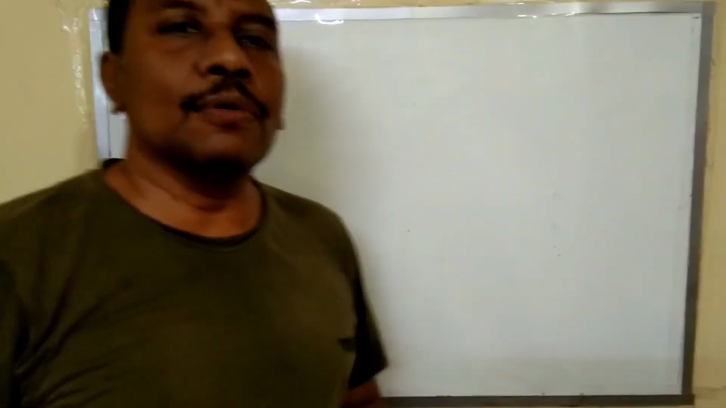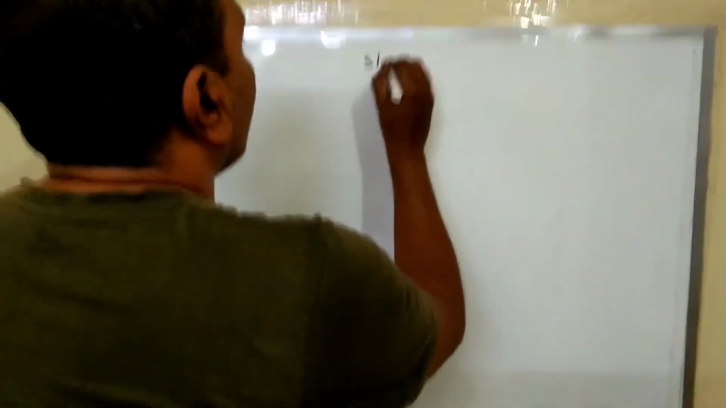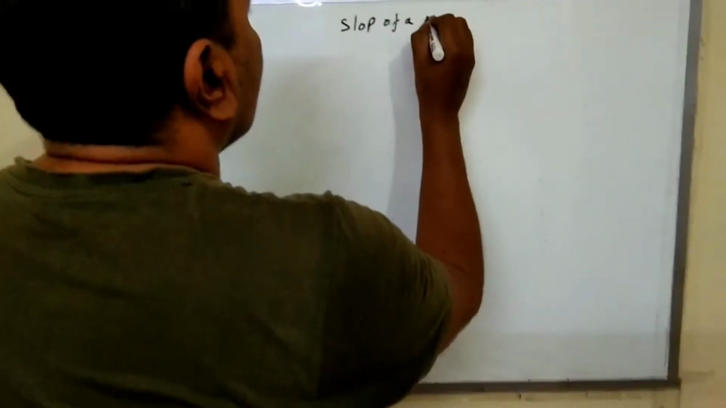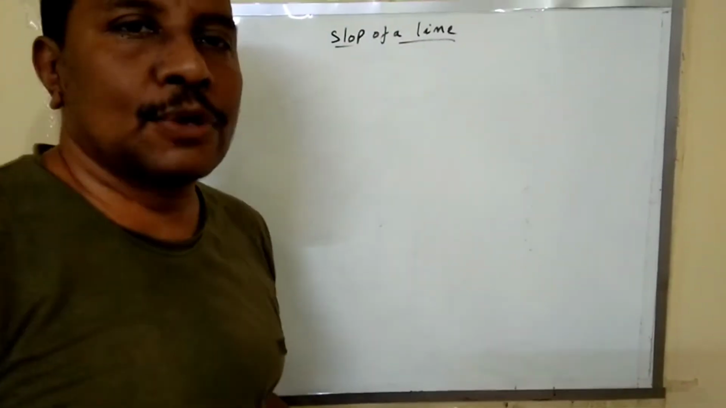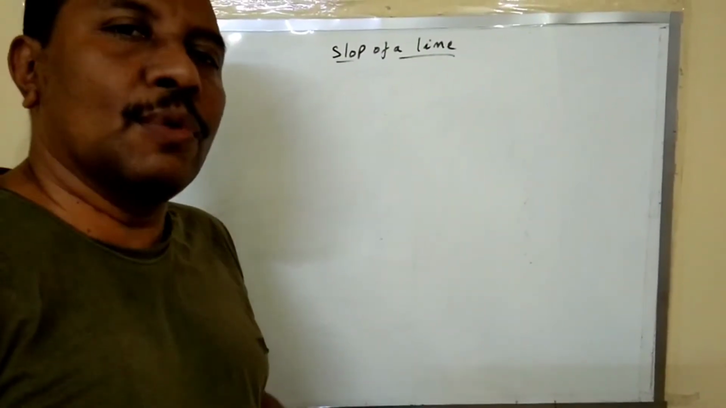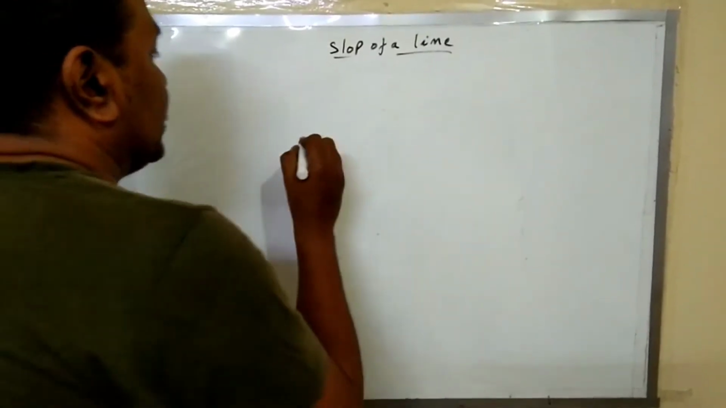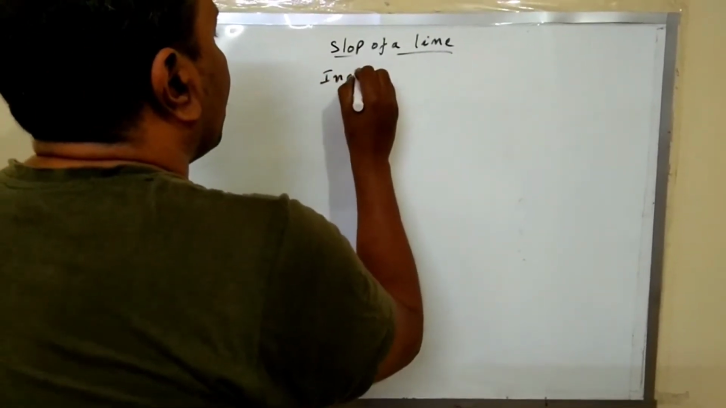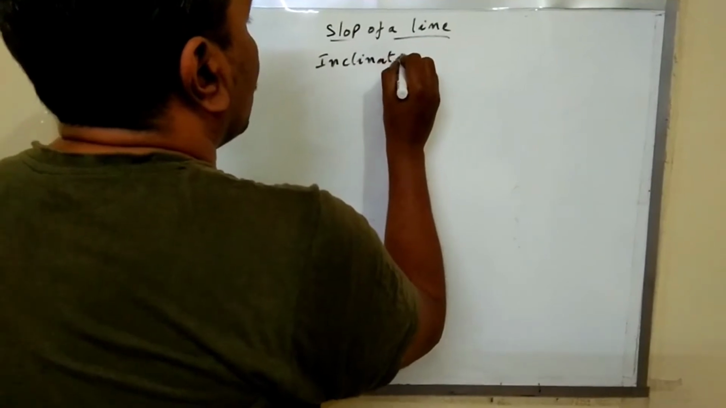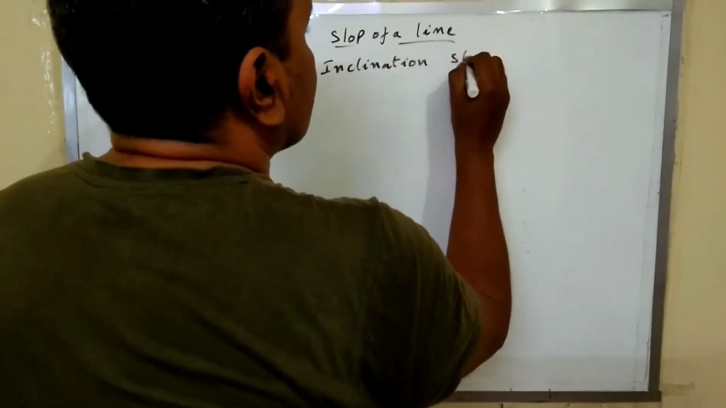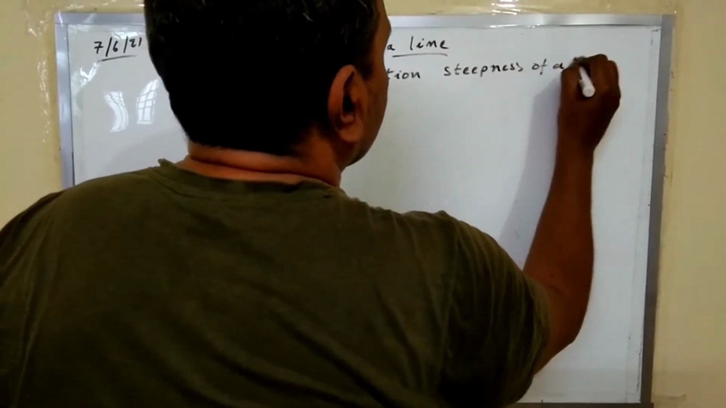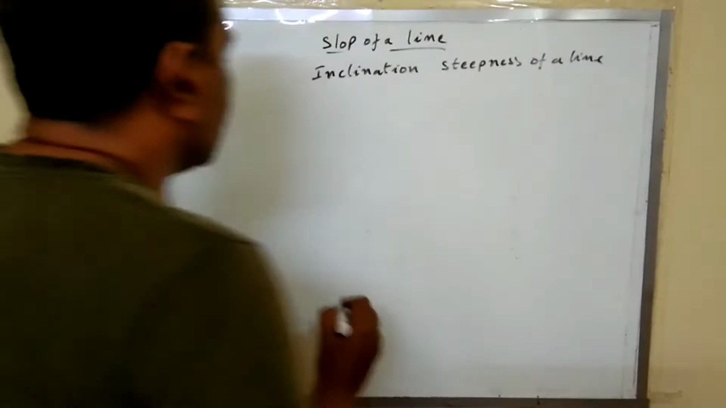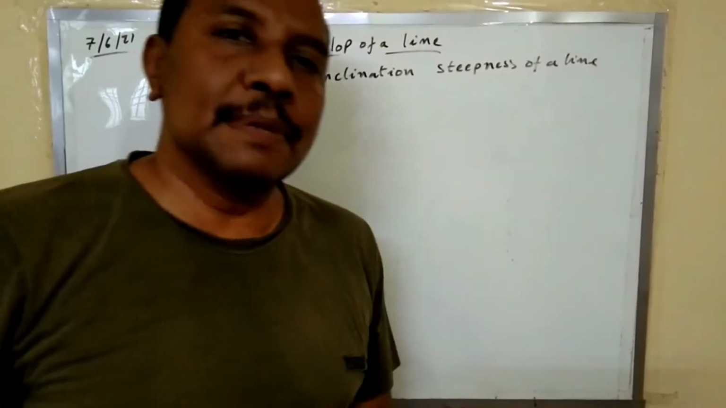Today our topic is about finding the slope of a line. Before we go to this topic, slope, first of all you should know what is an inclination. We can also call it steepness of a line. Okay, what is an inclination or steepness of a line?